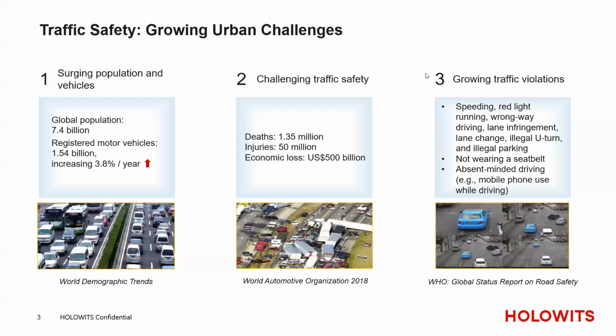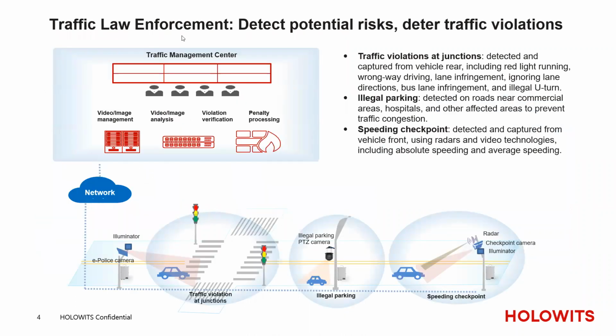And third, we're facing growing traffic violations, speeding, red light running, wrong way driving, lane infringement, lane change, illegal U-turn, and illegal parking. So this is some illegal behavior in the road. Drivers may do that. So we use our cameras and our AI functions to detect this kind of behaviors. So this is the traffic law enforcement, detect the potential risks, detecting the violations.